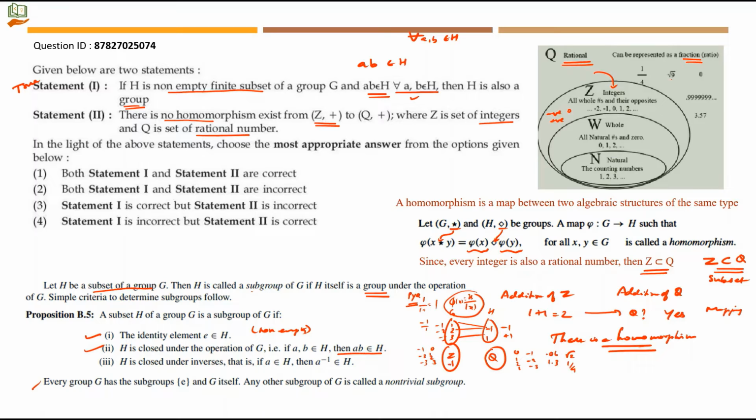When they say there is an addition operation, it automatically has a mapping in the rational numbers addition too. When I say 3 plus 3 is equal to 6, in the rational numbers context I can say it is 6.0. So there is definitely a homomorphism existing from integer addition to rational number addition. So statement 2 is marked as false. Option number 3, statement 1 is correct but statement 2 is incorrect, will be the right answer.